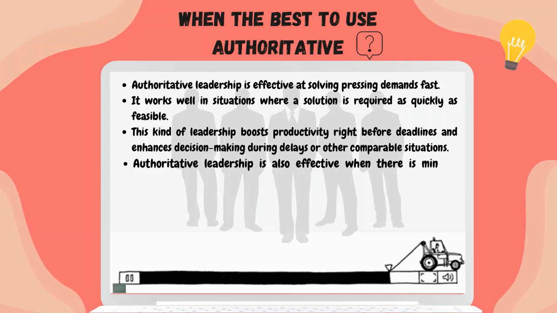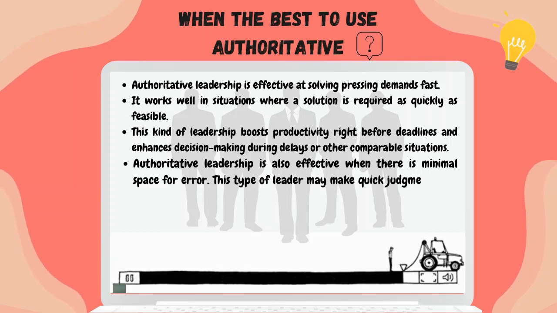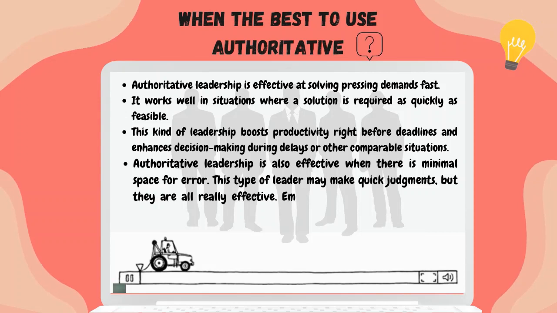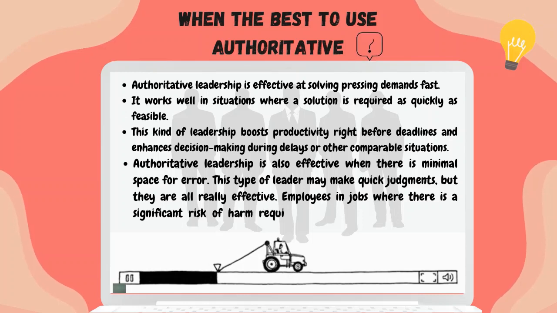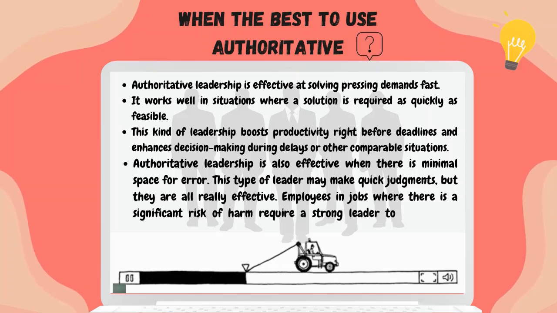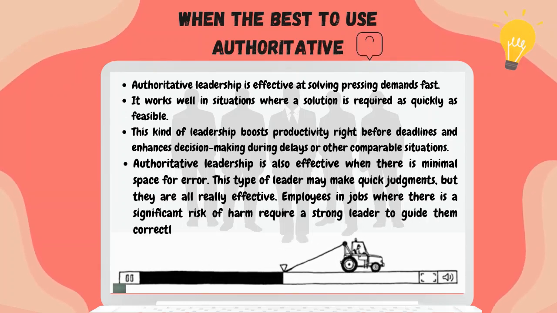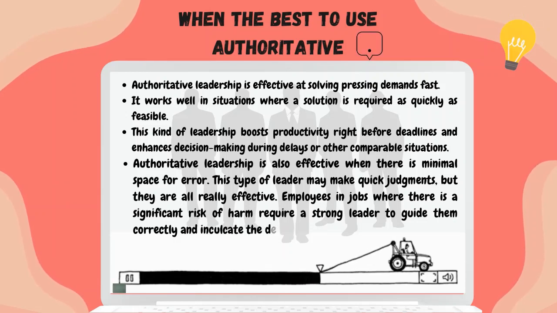Authoritative leadership is also effective when there is minimal space for error. This type of leader may make quick judgments, but they are all really effective. Employees in jobs where there is a significant risk of harm require a strong leader to guide them correctly and ensure the degree of detail and care required.